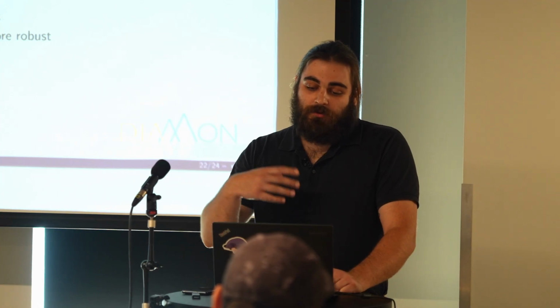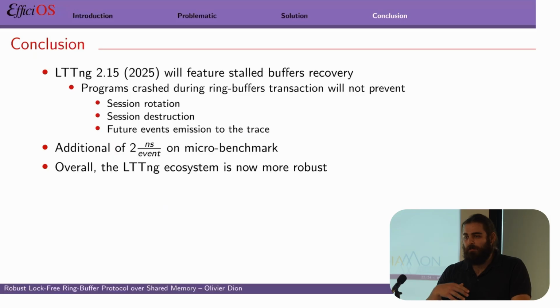And so it will ensure that the ring buffer is still robust, kind of like a robust mutex, right? If you lock a robust mutex and your application crashes, I think the runtime will make sure that the mutex is unlocked, so you can lock it later. Yes, and this feature adds an additional 2 nanoseconds even in a micro benchmark, but as mentioned, we have plans to improve that. And overall, I think that the LTTng ecosystem is now more robust in general with that feature.